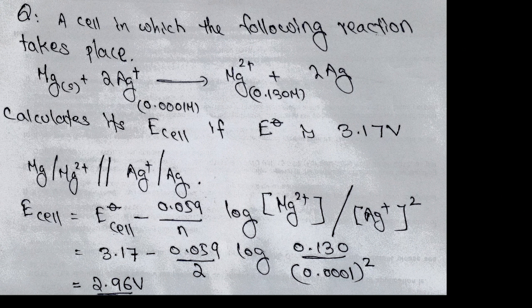squared. Okay, the equation is coming like this. We know E0 cell for this chemical reaction is 3.17, it is given already. So substitute the remaining values over here. The final answer will be 2.96 volt.